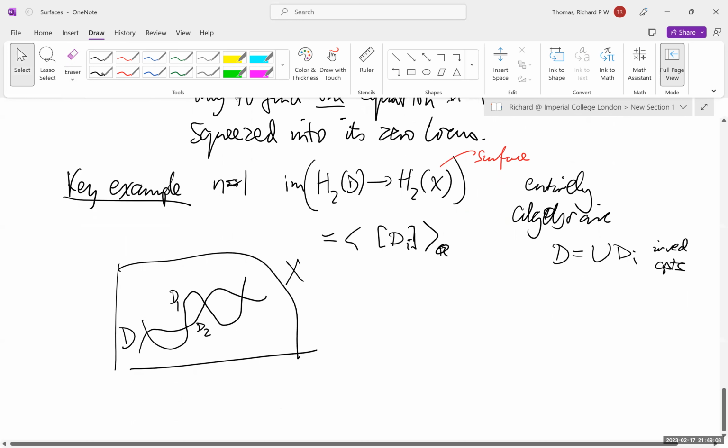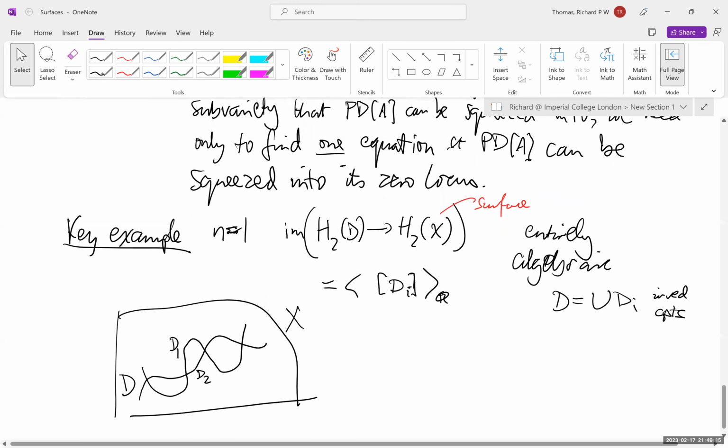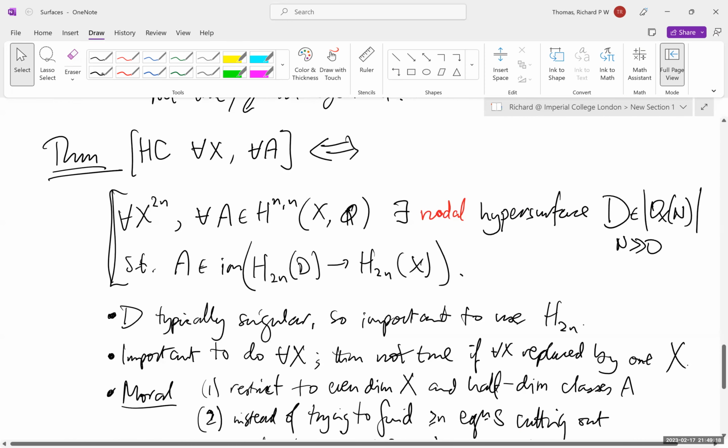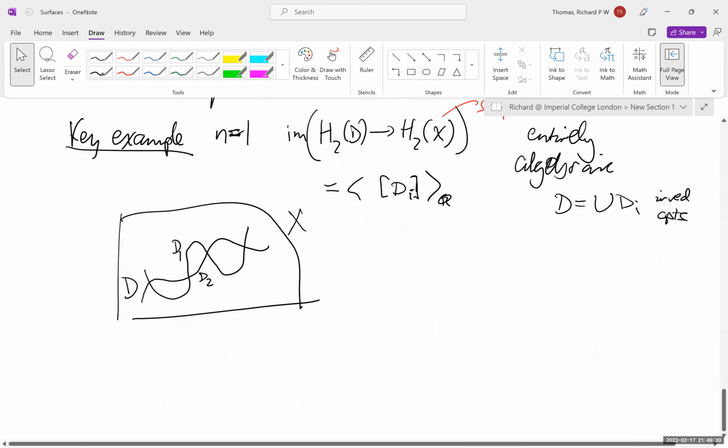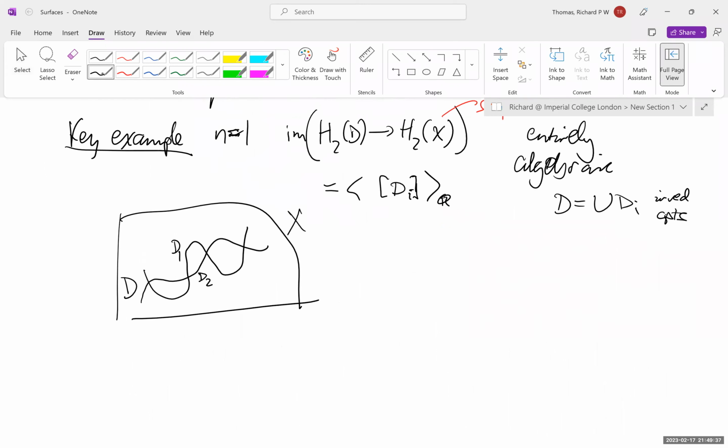Okay. And so here it's kind of obvious. The theorem's kind of obvious. On the one hand, if the statement in the theorem at the bottom, the statement in brackets here, is true, that means my class A is in the image of H_2 of D, well, then it must be in the span of these irreducible components D_i, and therefore it's algebraic. Therefore, it's a linear combination of algebraic varieties.